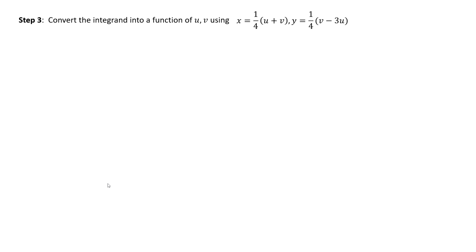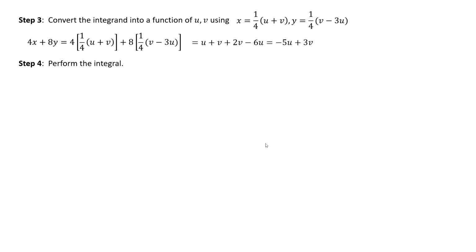Cool. And the third step is to convert that integrand into a function of uv. Okay, what do I mean by that? The integrand was 4x plus 8y. You can no longer leave it in terms of x and y. You have to figure out what it would be in terms of u and v. So that part is more or less straightforward. 4 times, for x we plug this, and for y we plug this. And if you simplify, it turns out to be -5u plus 3v. Cool? All right. What's the 4th step? Yeah, just go ahead and do the integral.